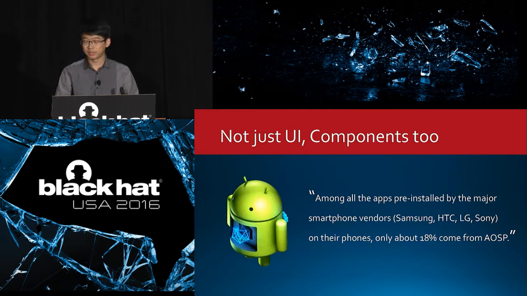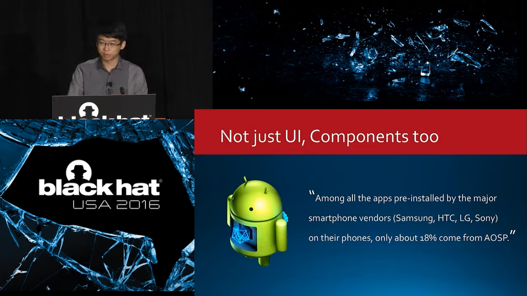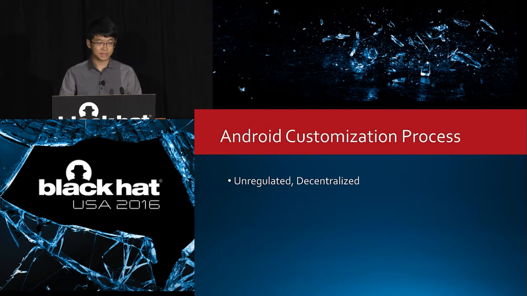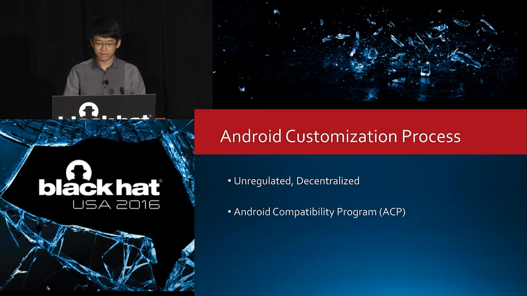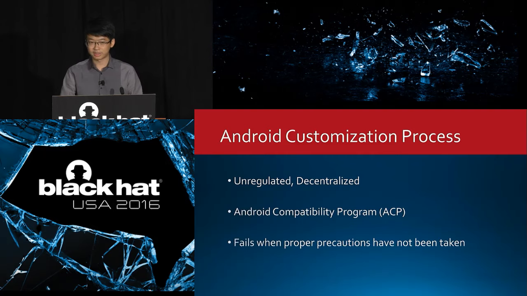A study shows that only 18% of pre-installed apps of major smartphone vendors are from AOSP, which is the Android Open Source Project from Google. Based on our study and previous works, we found that the Android customization process is unregulated and decentralized, meaning every party is working on their own, with no clear documentation to guide the process. Although Google launches an Android compatibility program, security problems could still arise when proper precautions have not been taken.